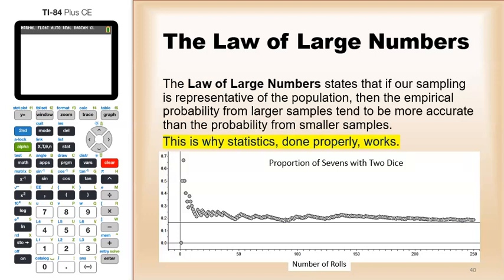So this is why statistics done properly works. If we have a large enough sample size and we do things with randomness, larger samples will tend to be more accurate than smaller samples.